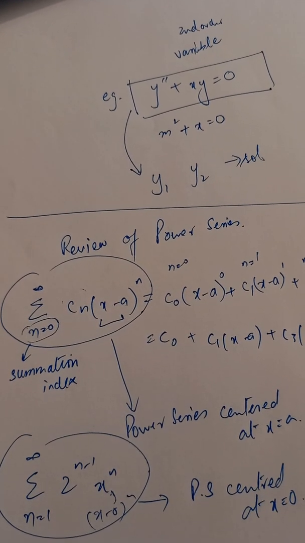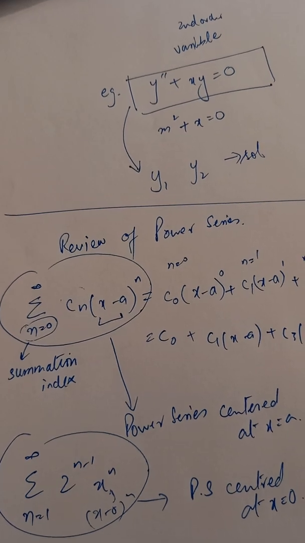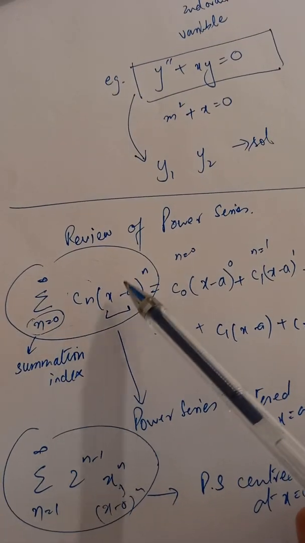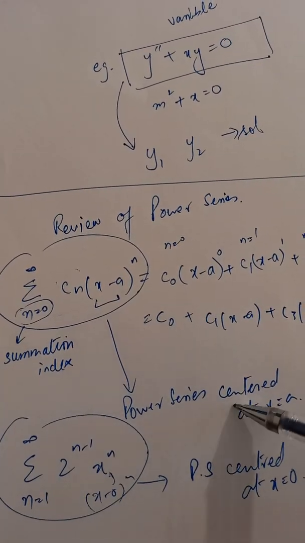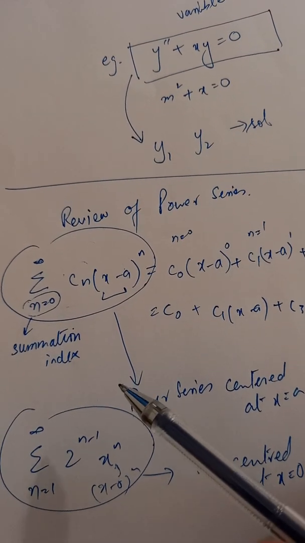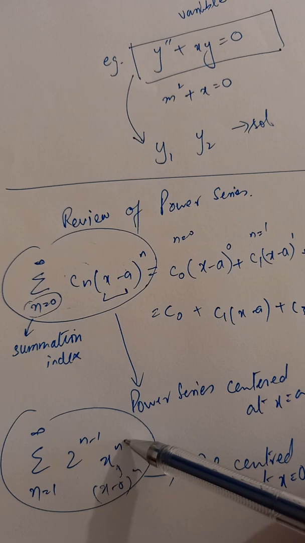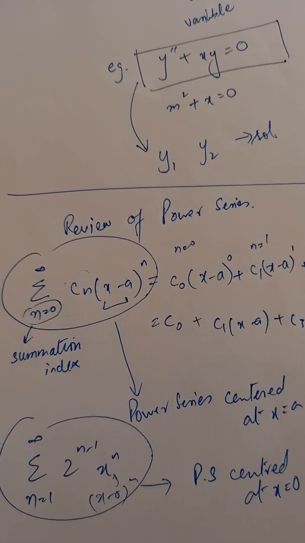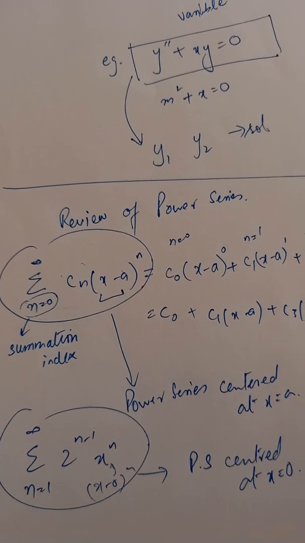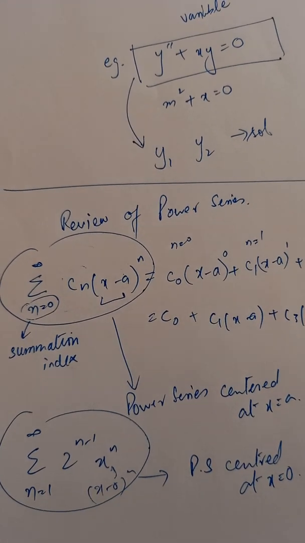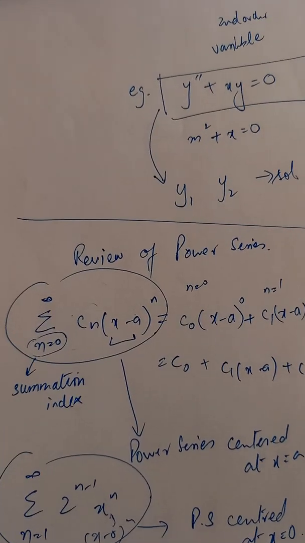So this is just extra knowledge, just information about how power series is generally written, and what the center point is. That means if this is written like this, we can say that the power series is centered at this point, and if it's just x to the power n, we can say that this is a power series centered at x equals to 0, right? So we are just going to deal with power series which are centered at x equals to 0, right?